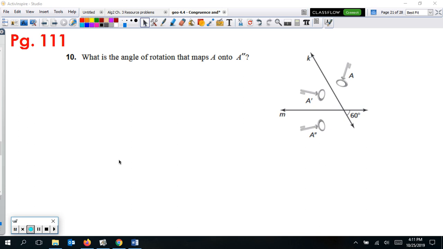So this is our last problem here, number 10. What is the angle of rotation that maps A to A double prime? So here's our intersecting lines with K and M. It shows us the 60 degrees here, well, vertical angles tells us that it's 60 degrees also on this side. So the in-between here is 60 degrees. So it's always twice. So going from A all the way, the angle of rotation, all the way over to A double prime, will be 2 times 60. So that's going to be a 120-degree rotation then for that.